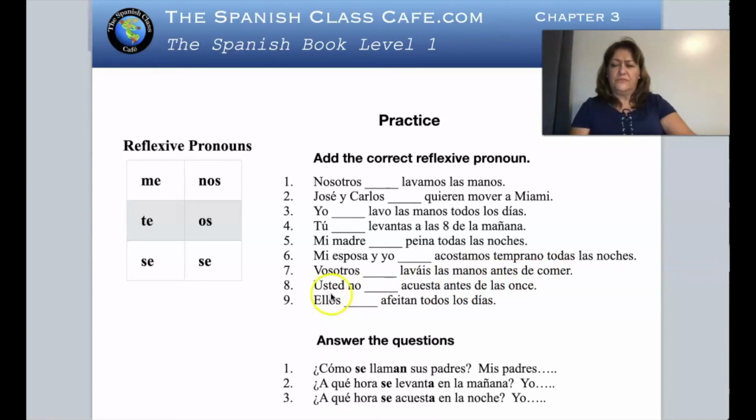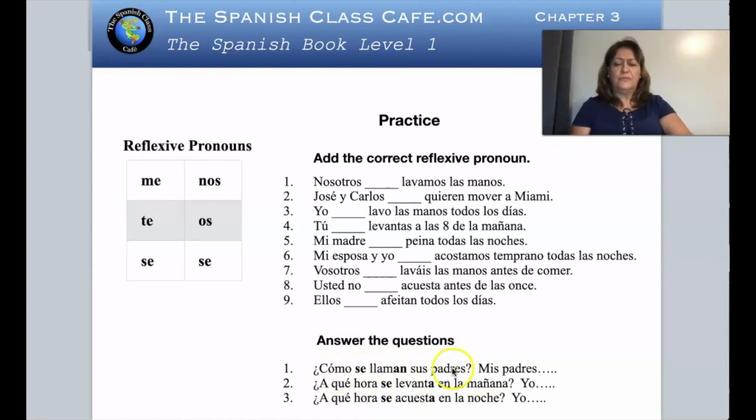Now, usted. Usted goes right here. Usted no se acuesta antes de las 11. And you have the no in front of the reflexive pronoun, and it is: you don't go to bed before 11. Usted no se acuesta antes de las 11. Now, ellos go here. Ellos se afeitan todos los días. They shave every day.